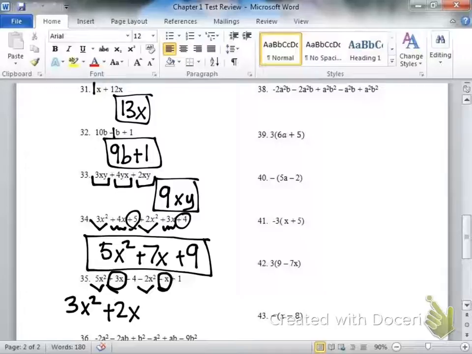Here's where it gets tricky. What sign is with the 4? What's right in front of the 4? A negative. This is a negative 4 plus 1. What is negative 4 plus 1?